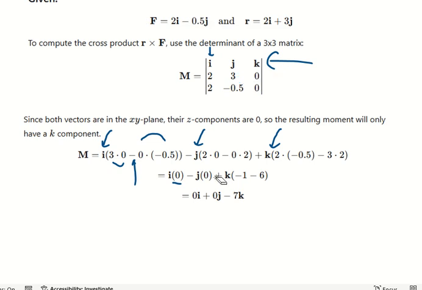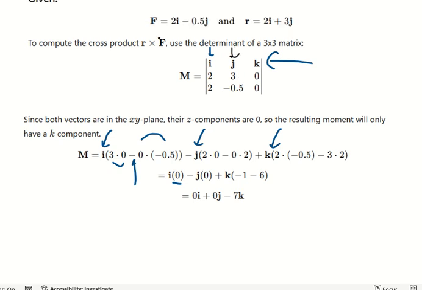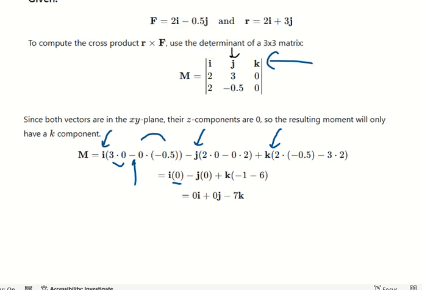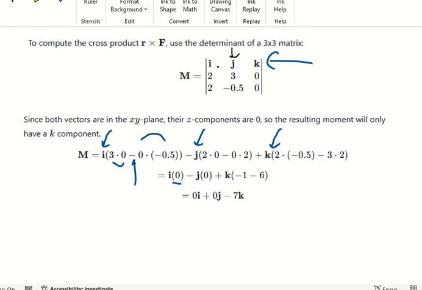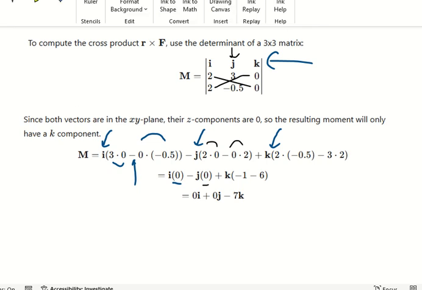Then we will go to J. If you want J, we do the same thing. Since we want J, we are going to use I and K. So you will multiply 2 with 0, and then 2 with 0. So that's what we do, and you get 0.